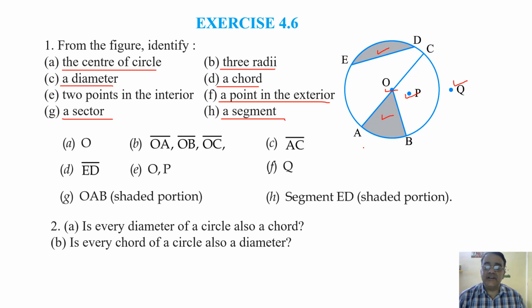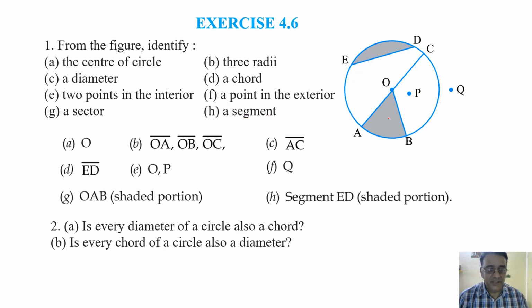Is every diameter of a circle also a chord? Yes. What is the definition of diameter? Diameter is a chord passing through the center. So definitely every diameter of a circle is also a chord. Next, is every chord of a circle also a diameter? No. See here, this chord, whether this is a diameter. No. I will make any chord. This is not a diameter. So the first one is yes, the second one is no.